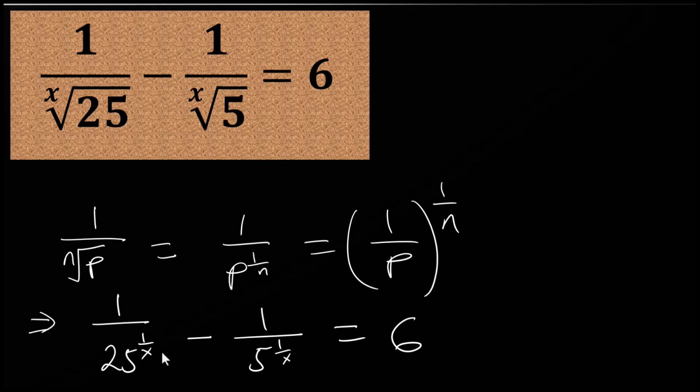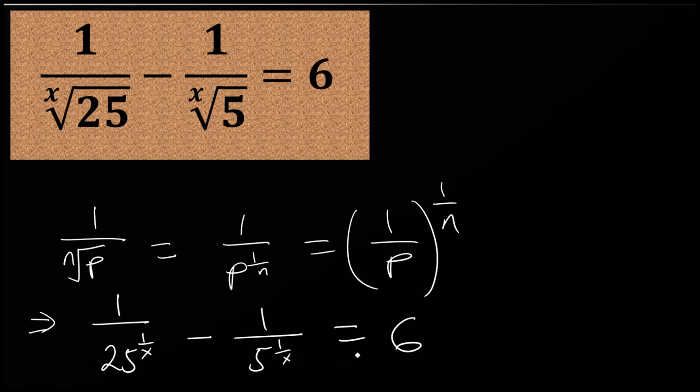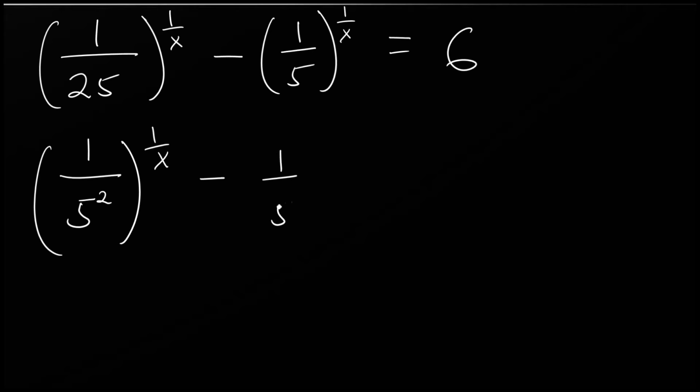Okay, so from here you can say 1 on 25 all raised to 1 on x minus 1 on 5 all raised to 1 on x equals 6. From here we can write this one as 5 squared. So 5 squared is the same as 25, minus 1 on 5.